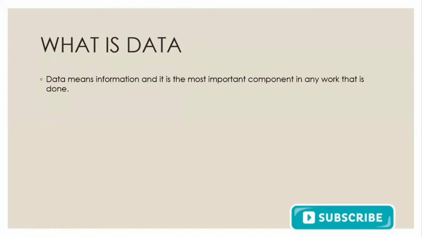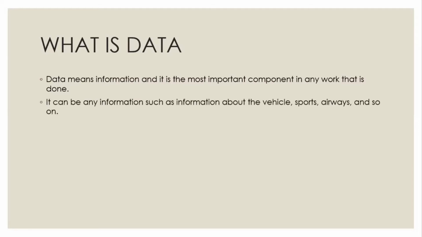Data means information, and it is the most important component in any work that is done. For processing we need data. In computer science there are two things, one is data and the other is information. Data is what we give to the computer for processing. It can be any information, such as information about vehicles, sports, airways, schools, hospitals, banking, anything.